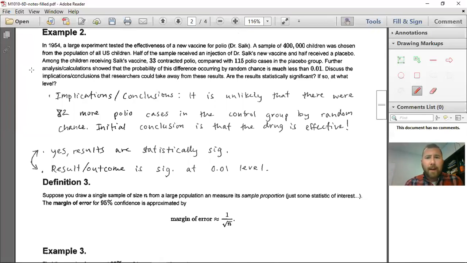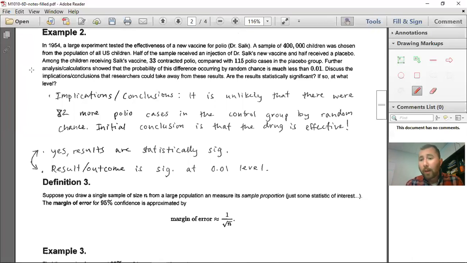So in 1954, a large experiment tested the effectiveness of a new vaccine for polio. 400,000 children were sampled, where the population of interest was all US children. So 400,000 children sampled here, not people.